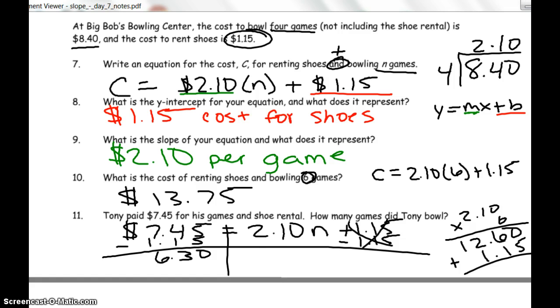So we have 6.30 is equal to 2.10n. To undo this, we divide by 2.10 because we want to stay with our n there. So if we divide by 2.10, we can do it a number of different ways. The easiest thing is to do in your calculator, but if you're going to do it by hand, make sure to move your decimal point. So Tony plays 3 games.